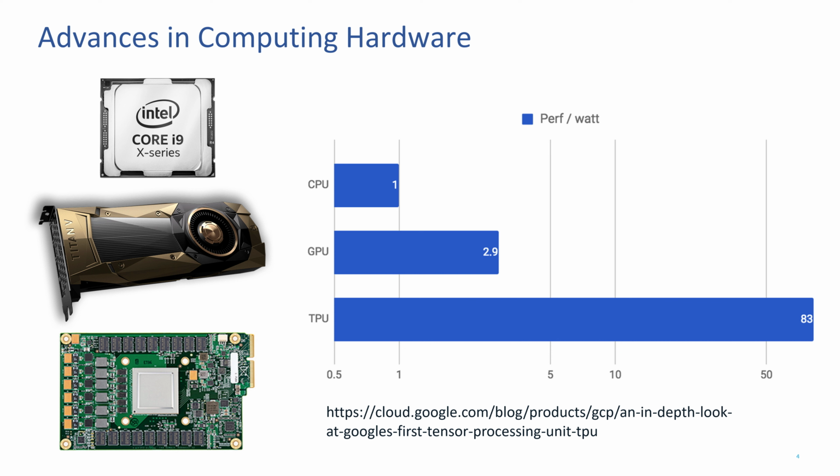There have been some advances in computing hardware as well. One of the key metrics they look at is performance per watt. CPUs have a unit of 1 there in terms of calculations per watt that you use. If you think about GPUs, that's 2.9. And if you look at tensor processing units for inference of neural networks, that's all the way up to 83. So there's specialized hardware that's going to continue to improve our ability to process this data and make predictions, or train these neural networks or other types of machine learning models.